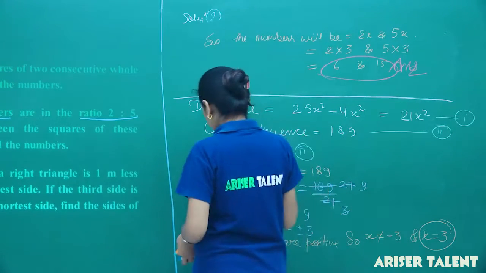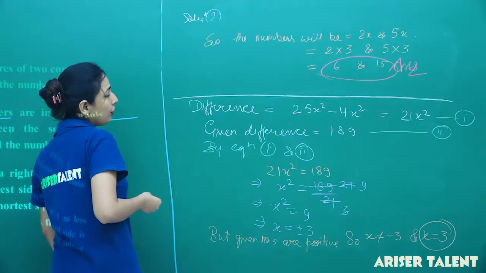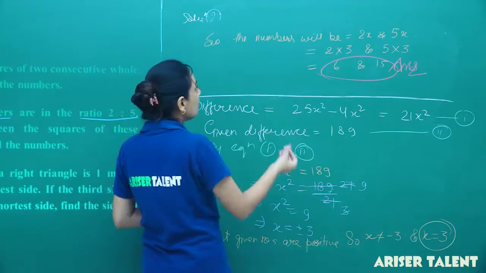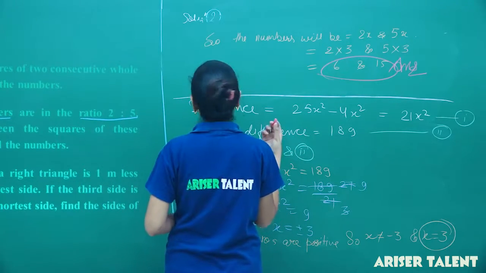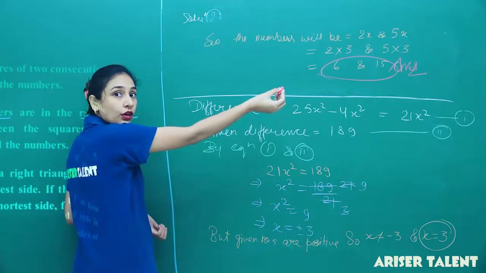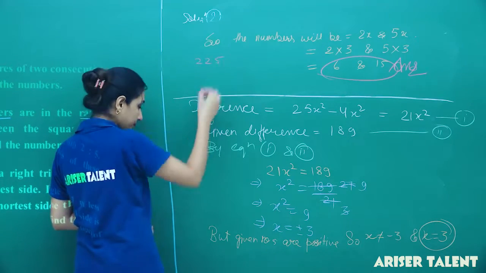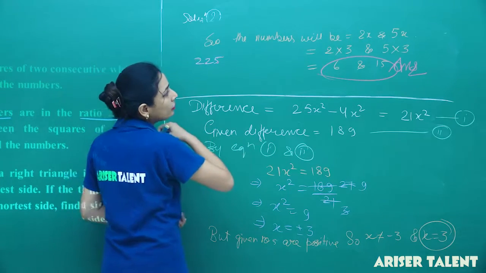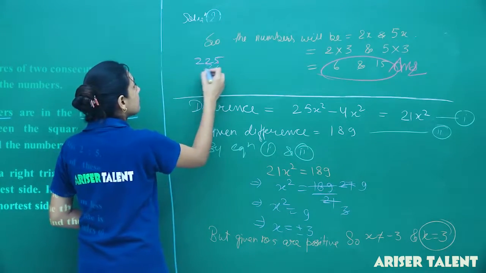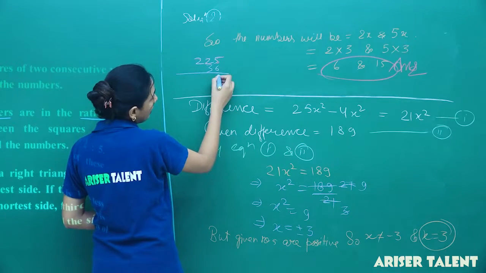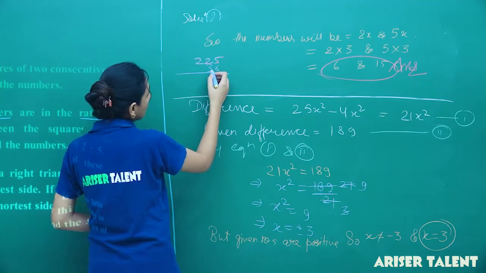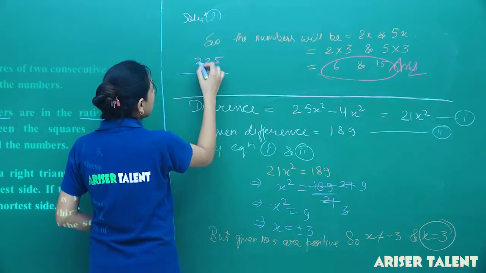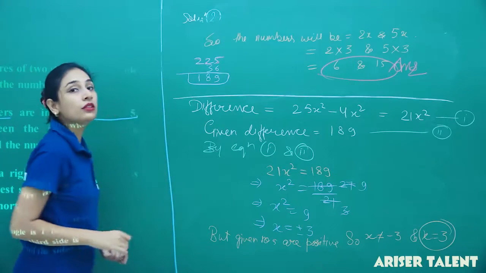And to check these questions is also very easy. What you have to do? The difference of the squares is given as 189. The square of 15 is 225. Now, the square of 6 is 36. So, what will it be? 9, here 1, 8, 1. 189 is the difference of the squares.